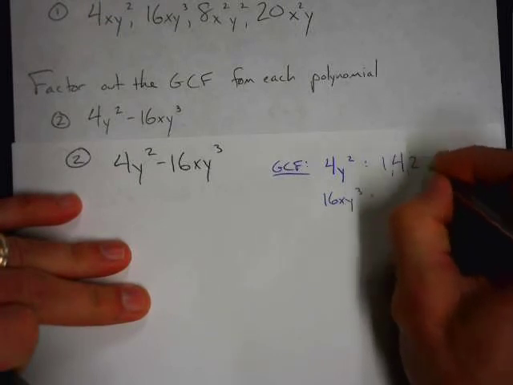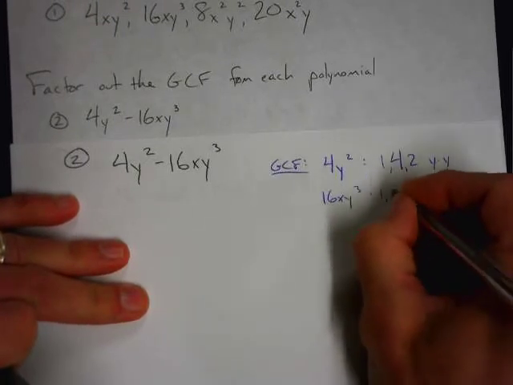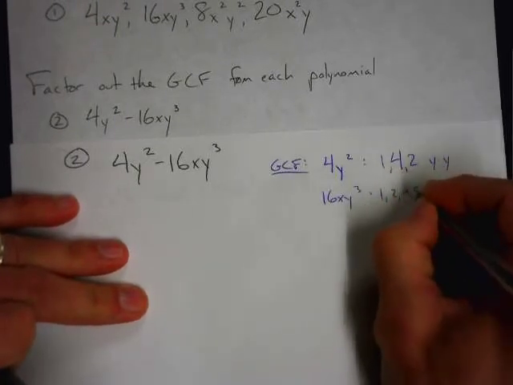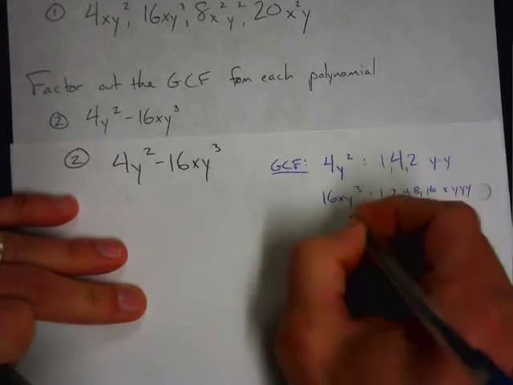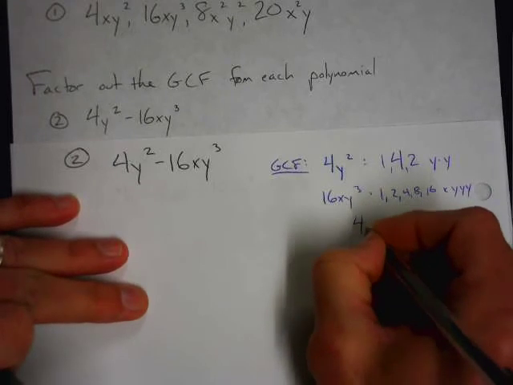So we know we have a 1, a 4, and a 2. So I'll put the 2 there as well. And y times y. For 16, we know 16 by now: 1, 2, 4, 8, and 16. And an x, and 3 y's. So the GCF is actually going to be 4y squared.